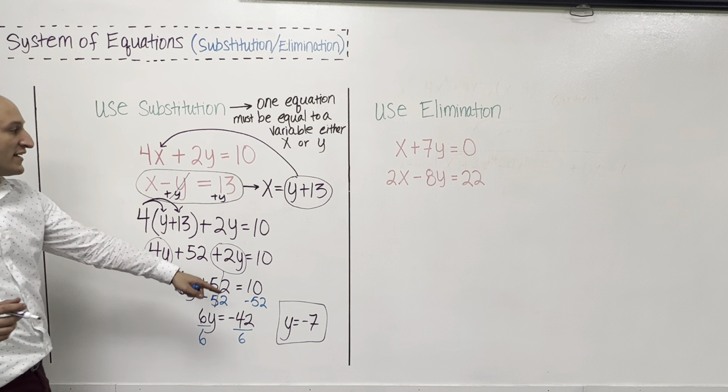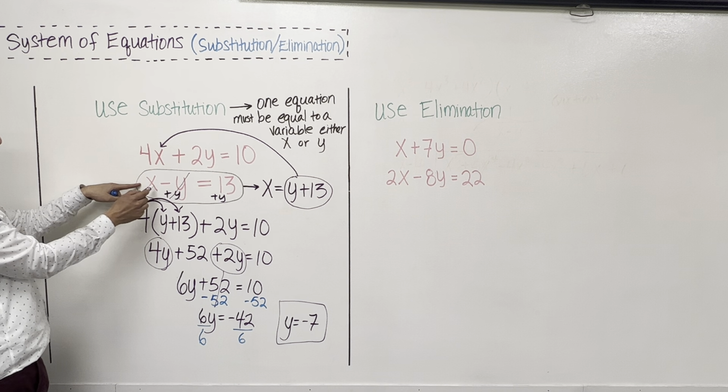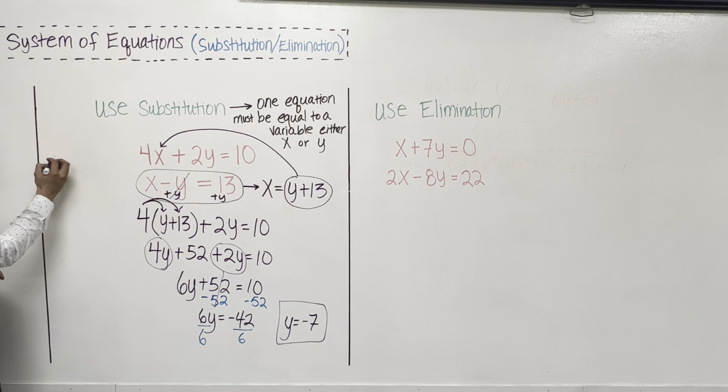I have to plug that in and solve for x. Now, this one looks a lot easier, so I'm going to plug into this one. I'm going to rewrite it over here. So we know what y equals, so I'm going to rewrite this. Say x minus y equals negative 7.